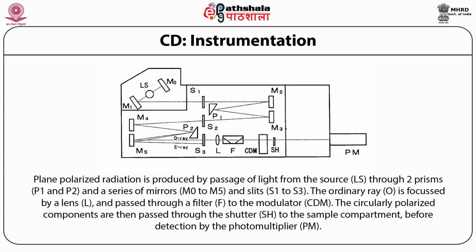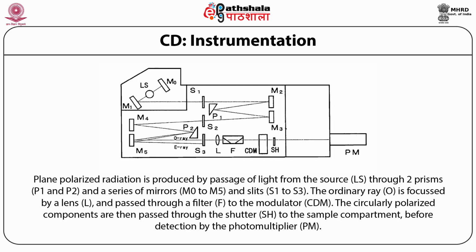We discuss the CD instrumentation, which is the most important component of this module. You can see here that it has a large number of lenses and mirrors, all spaced in such a way that finally it produces a circular dichroic signal. The plane polarized light is produced by passage of light from the light source through two prisms, prism 1 and prism 2, a series of mirrors from M0 to M5, and slits S1 to S3.